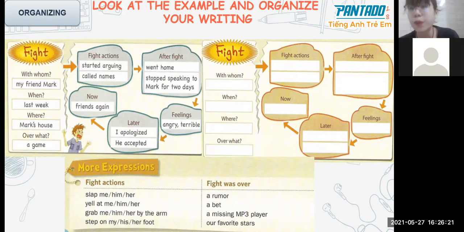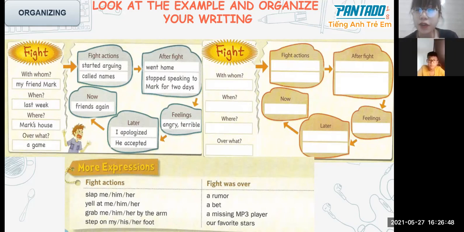So now, what are you and your friend being? So now they are friends again. Okay, they are all told in time order. So first the actions, and after the fight, the feeling, later on, and now.